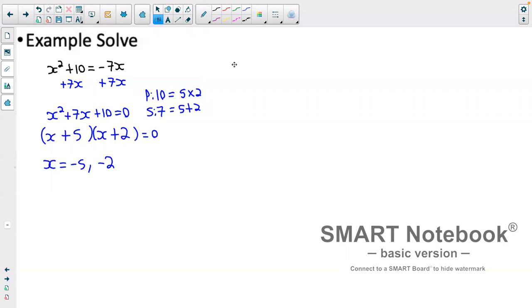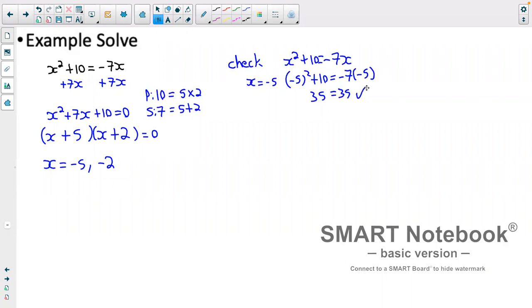Now we can always double check if we want. So this isn't necessary, but if you want to double check your answer, we can always go back to our original function. So we've got x squared plus 10 equals negative 7x. We can, for example, check x is equal to negative 5. So we'd substitute the negative 5 in. So we have negative 5 squared plus 10 equals negative 7 times our x of negative 5. So that would be 35 is equal to 35. So that does work. So we know that that answer of x equals negative 5 is correct.